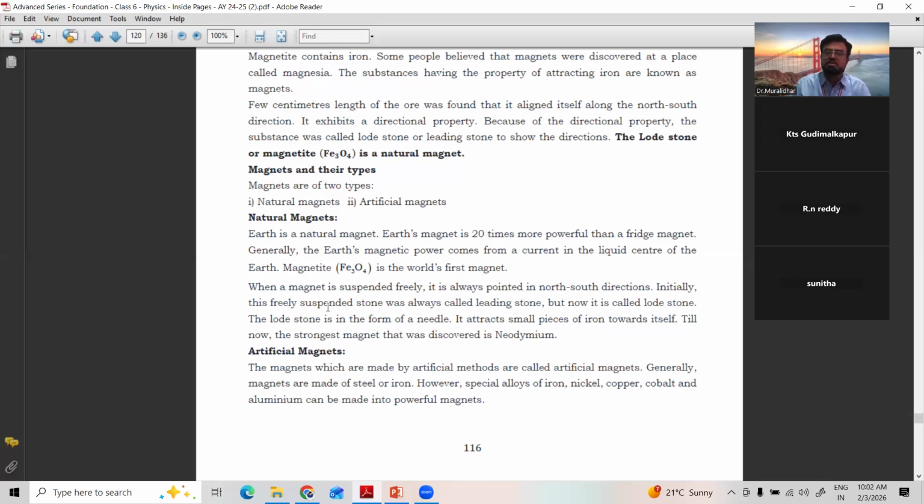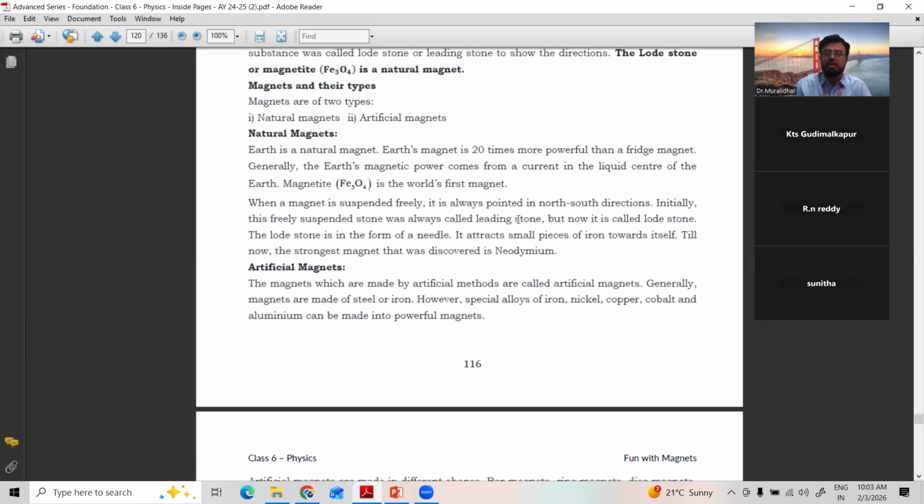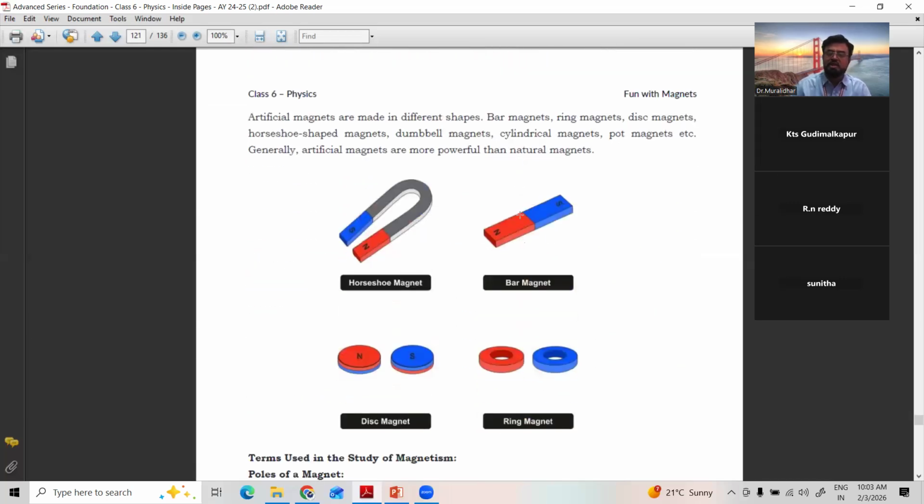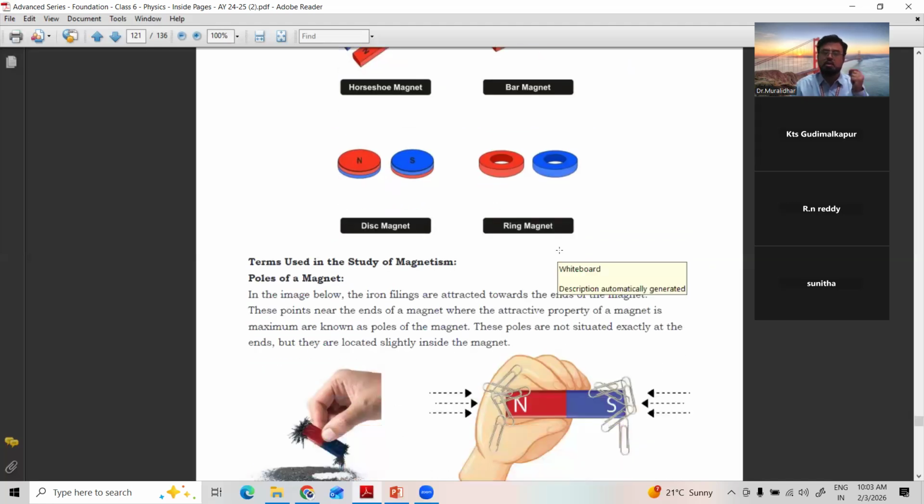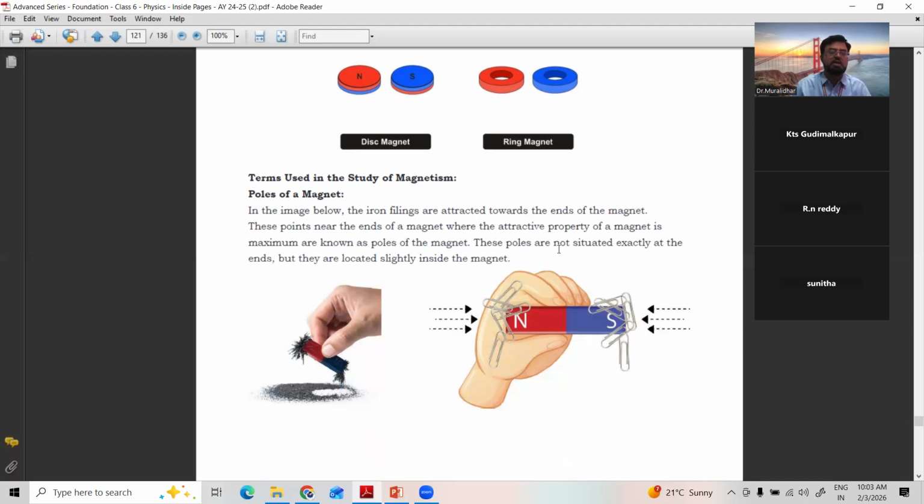We have various appliances where magnets are used, which are of different shapes and different powers. They are called artificial magnets, which are made by man, which may be in the form of a bar magnet, ring magnet, disc magnet, needle magnet, or horseshoe magnet, and many more.